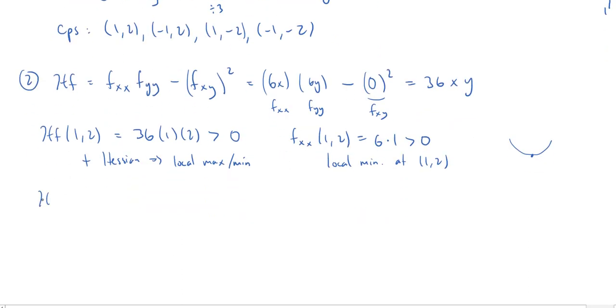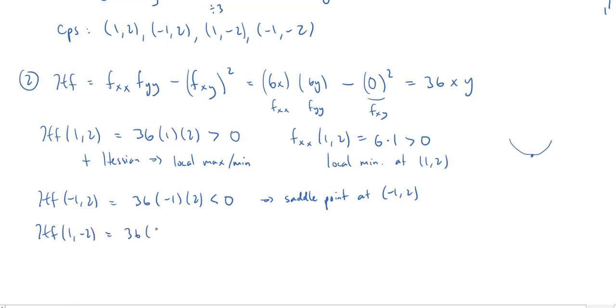Let's check at negative 1, 2. In this case, the Hessian will now be 36 times negative 1 times 2, which is a negative number. Once you get a negative number, you don't have to check concavity or anything. A negative Hessian always implies that you have a saddle point. So we have a saddle point at negative 1, 2. How about at 1, negative 2? Now we have 36 times 1 times negative 2, which again gives us a negative Hessian. So again, we get a saddle point. How nice.